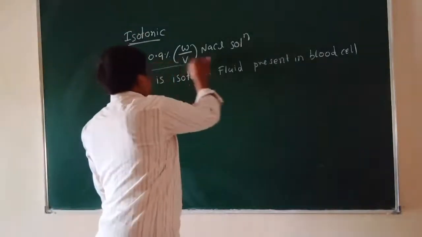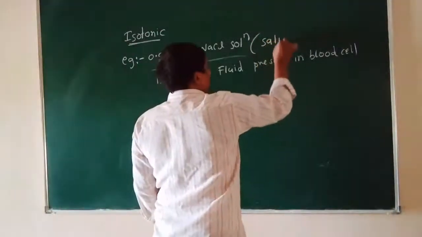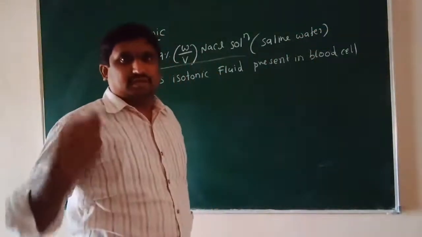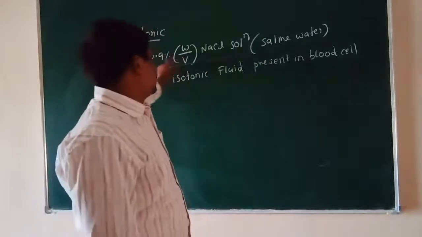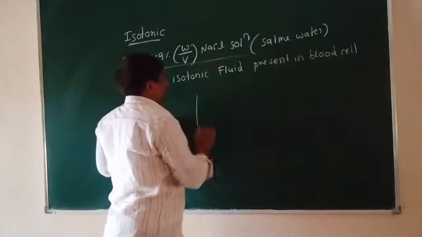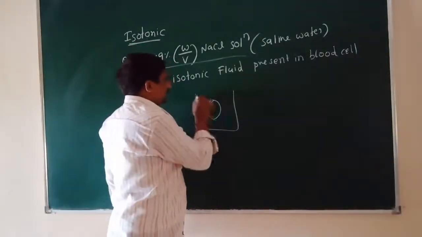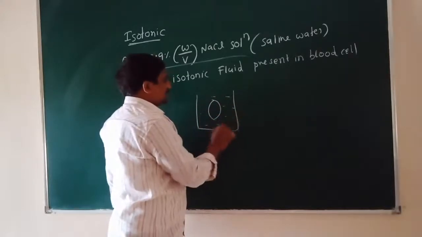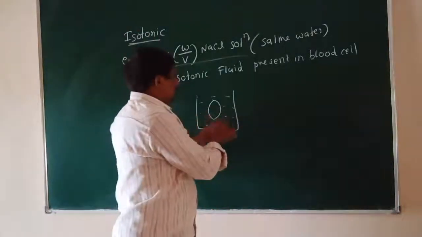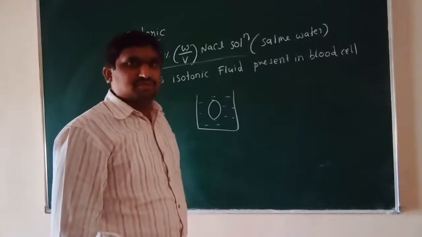This 0.9 percentage W by V NaCl solution is also called saline water. If you are not feeling well, the doctors will put you on saline. That saline is nothing but 0.9 percentage W by V NaCl solution. If you keep the blood cell in it, nothing happens to the size of the blood cell. The blood cell is not swelling and not shrinking, because the blood cell and the saline water both have the same osmotic pressure. Same osmotic pressure means the concentration is also the same.